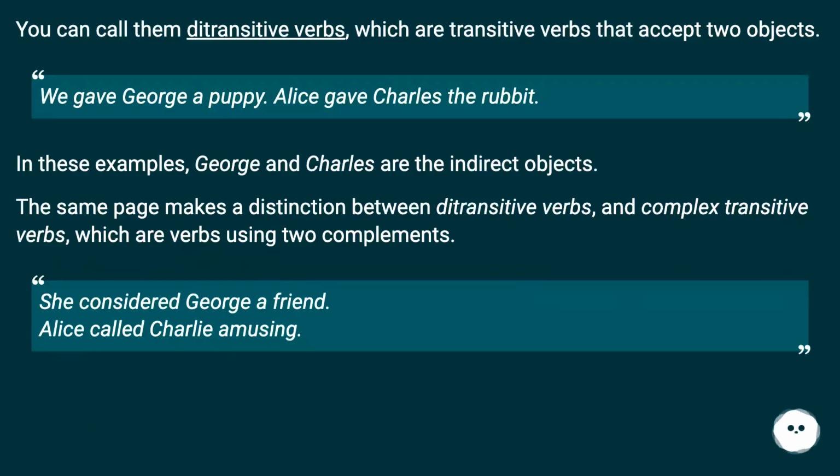You can call them ditransitive verbs, which are transitive verbs that accept two objects. We gave George a puppy. Alice gave Charles the rabbit. In these examples, George and Charles are the indirect objects.